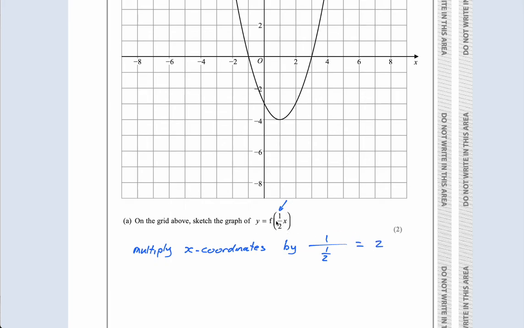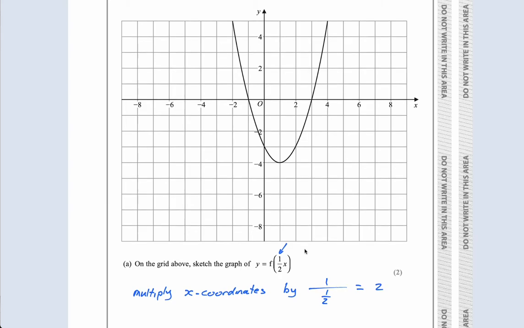So whatever that number is, it's 1 over that. It's the reciprocal of that. So if it was 3x, you multiply by 1 over 3. If it's 5x, you multiply by 1 over 5. If it's a half x, you multiply by 1 over a half, which is 2. So what this is going to actually do is it'll stretch it by scale factor 2. So I'm going to multiply the x coordinates by 2.